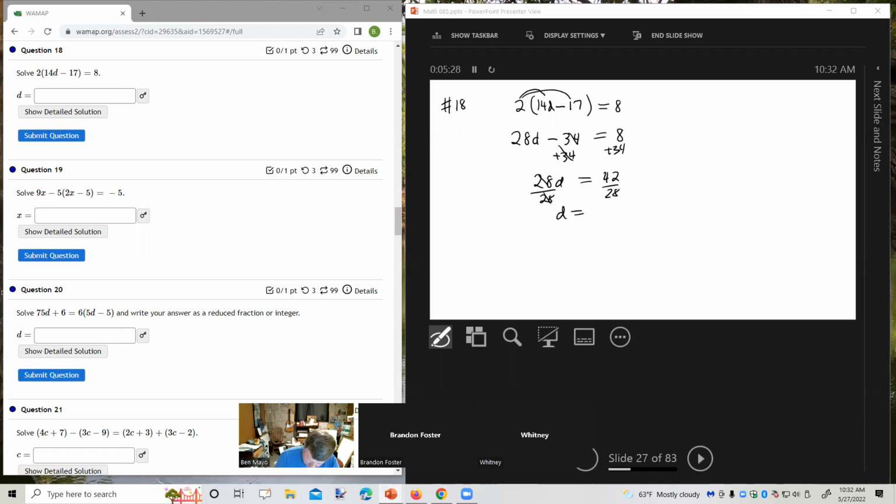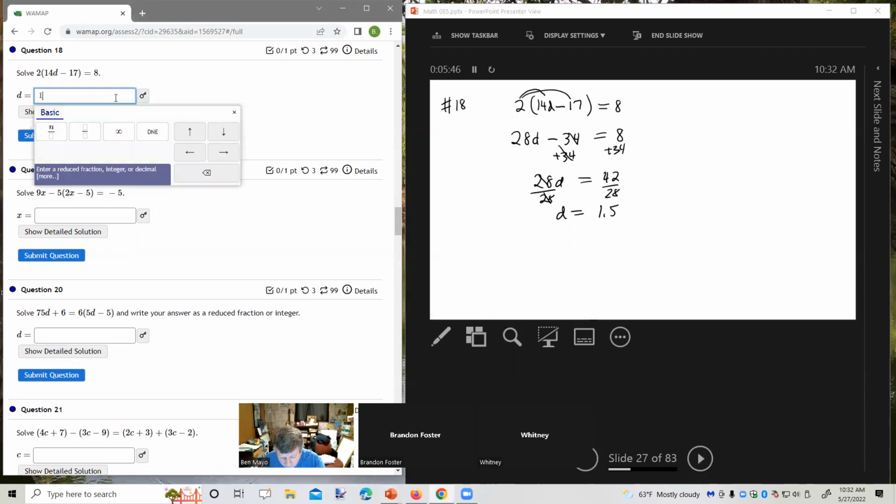That reduces down, let's see, 42 over 28. 42 divided by 28 comes out as 1.5 or 3 halves. We'll go ahead and go with 1.5. Let's see what they did. They did 3 halves, but 1.5 should also work.